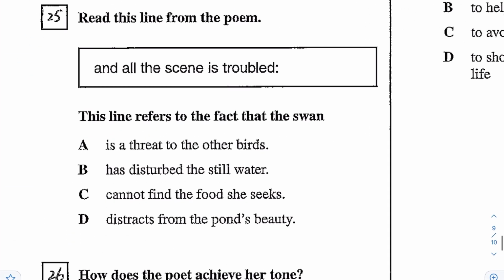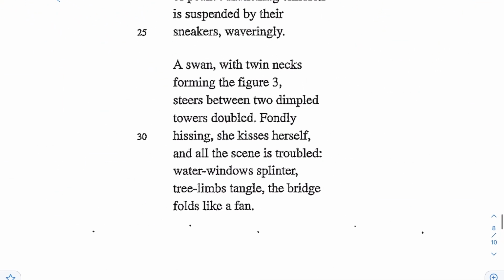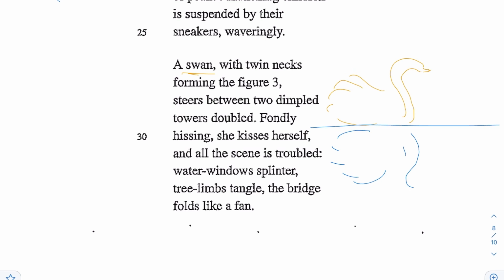All right, next for 25, read this line from the poem. And all the scene is troubled. This line refers to the fact that the swan, so here, something happens with this delicate reflection. The swan, which looks like this with the wings, there's the head and whatever. So in the water, the swan essentially looks reflected. And this is that figure 3. In this case, it's like backwards.